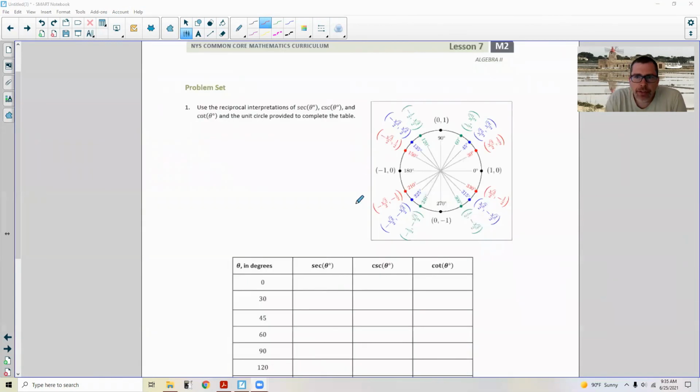All right, page 7 brings us to the end of lesson 7. Go to your problem set.